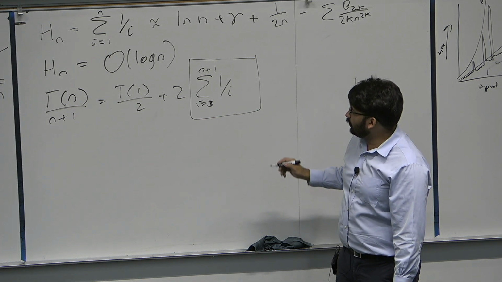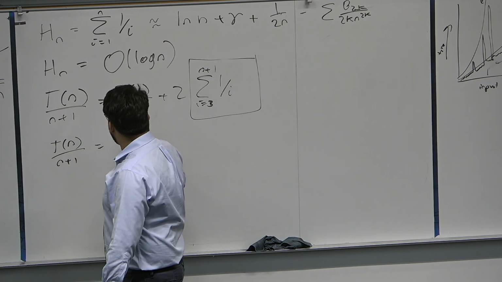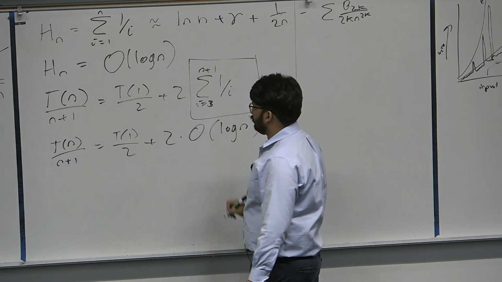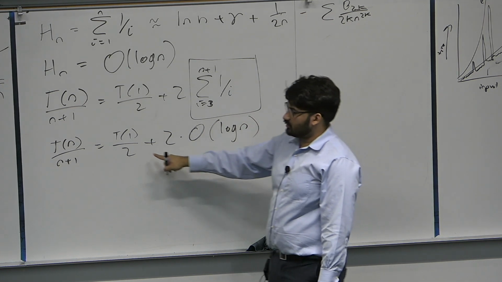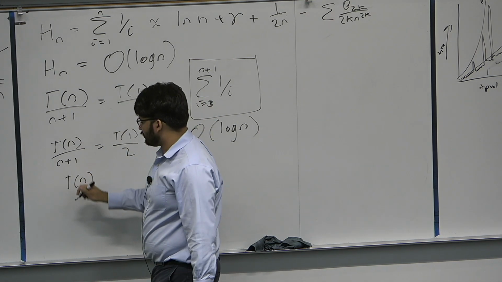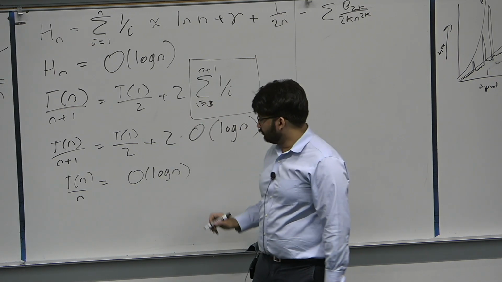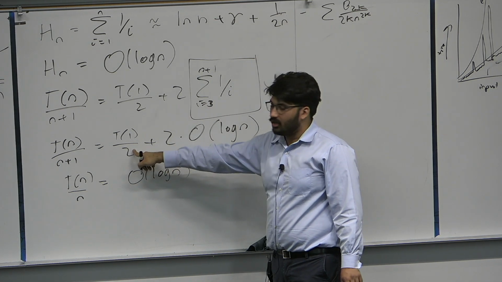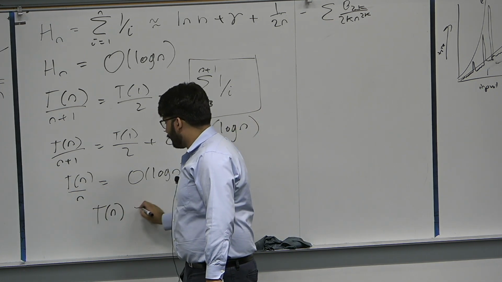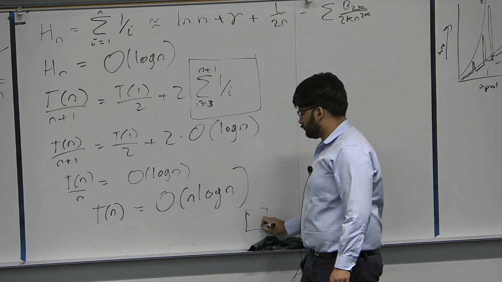So what is this going to be? This is going to be T of n over n plus 1 is equal to T of 1 over 2 plus 2 times O of log n, right? This constant, that's a constant. T of n plus 1 is a constant. So T of n over n is equal to O of log n. Plus a constant. Multiply by a constant, add a constant, O of log n. Last thing, multiply both sides by n. All right, done. QED.